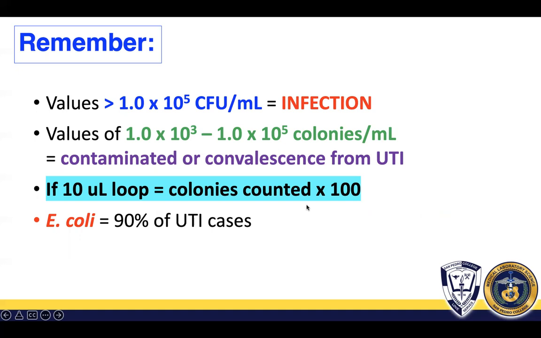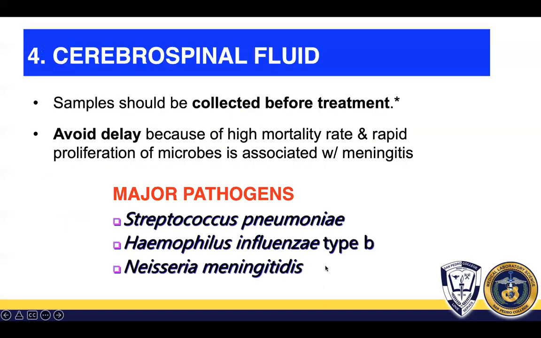So more or less, the usual organism isolated in urine cultures is E. coli. 90% of UTI cases are positive for E. coli. Okay, so other than E. coli, we have Klebsiella, Proteus, Enterobacter, Pseudomonas, and Staphylococcus saprophyticus, and sometimes yeast can cause UTI also. Okay, now moving on to CSF.